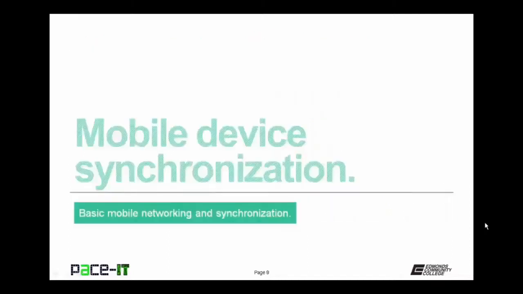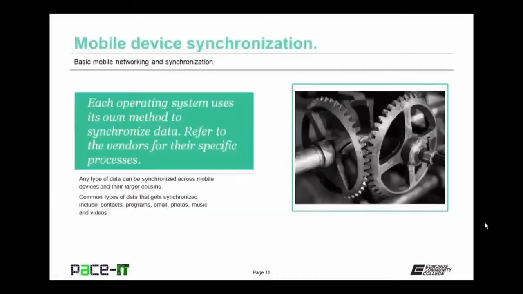Now let's move on to mobile device synchronization. Now, each operating system uses its own method to synchronize data. You need to refer to your vendor for the specific process. Almost any type of data can be synchronized across a mobile device to their larger cousins and vice versa. A lot of people synchronize their contact information, programs, email, pictures, music, and videos. But you're not just limited to that.